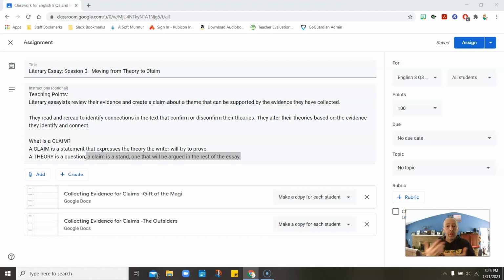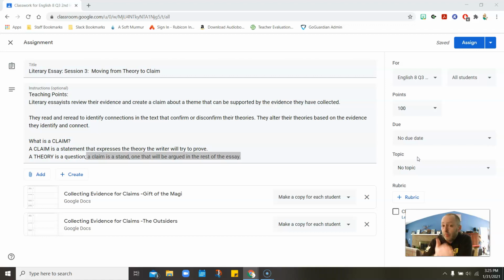We're going to be using the example of The Gift of the Magi, which we've been using for a lot of our activities. So one of the things you're going to have to do is reread the story. There should be a copy of that underneath the video. So you're going to reread the story, and we're going to work on collecting evidence and come up with a claim for The Gift of the Magi based on your theory. You guys all came up with theories about The Gift of the Magi.